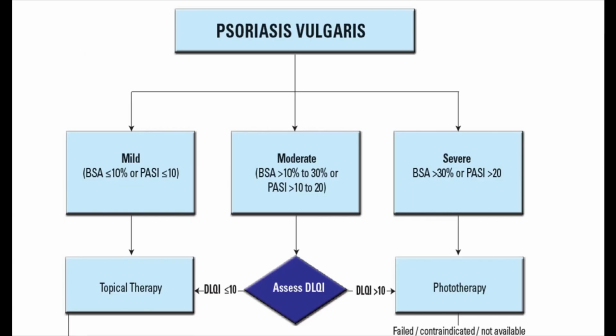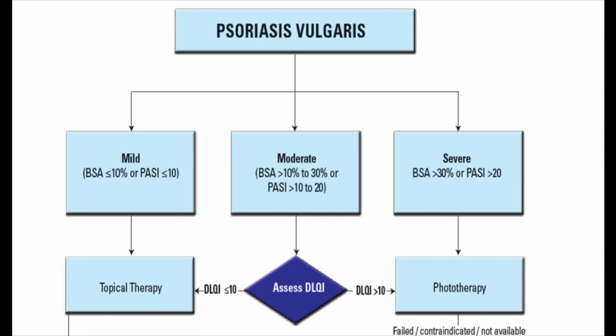For moderate disease, and in Malaysia, this is defined as body surface area between 10 to 20% or PASI score of 10 to 20, you assess the Dermatology Life Quality Index. If it is 10 or less, you can use topical therapy. If more than 10, then you will need to go to the pathway for more severe disease.